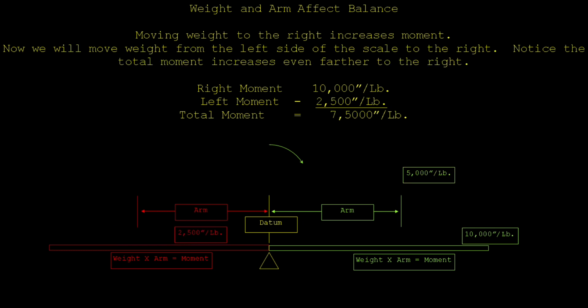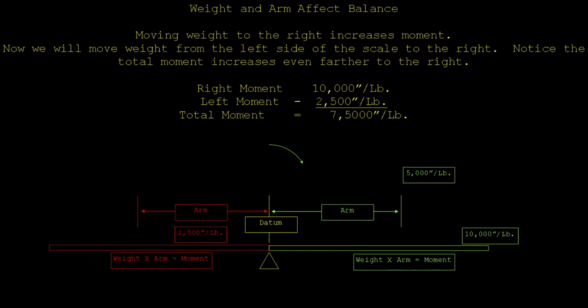Now we will move weight from the left side of the scale to the right. Notice the total moment increases even farther to the right. Even though we were moving weight that was on the left side of the scale, we still imbalance the scale to the right by reducing the left moment from 5,000 inch-pounds to 2,500 inch-pounds.